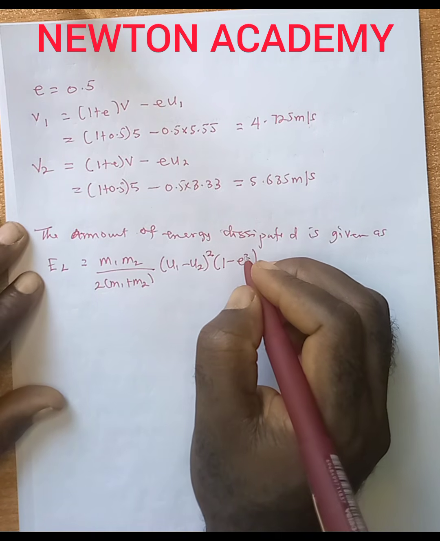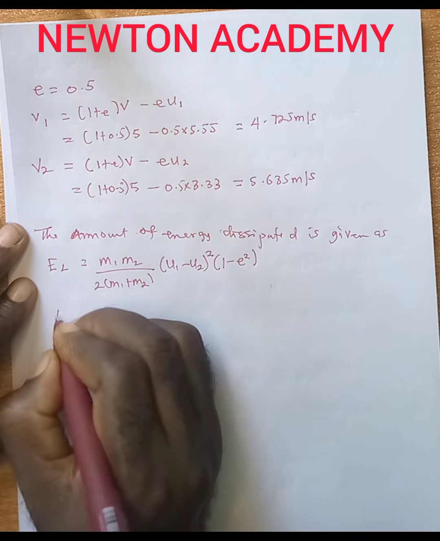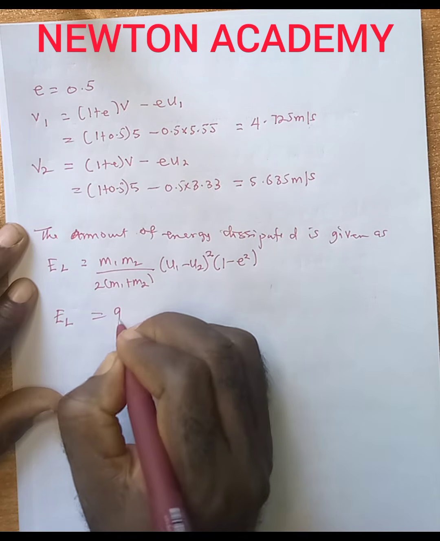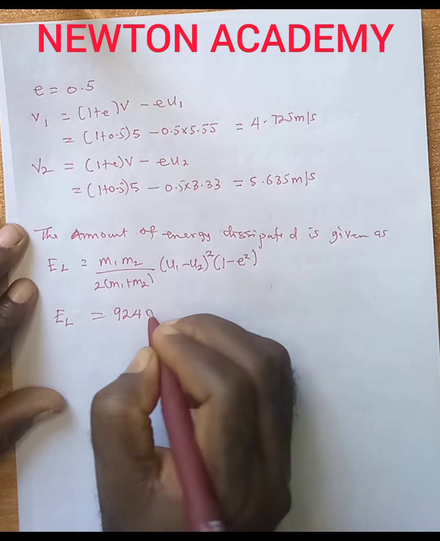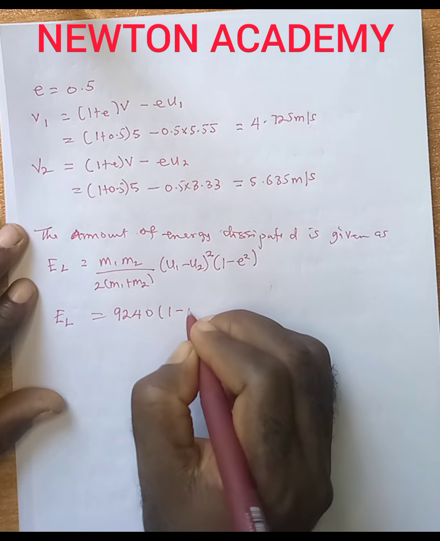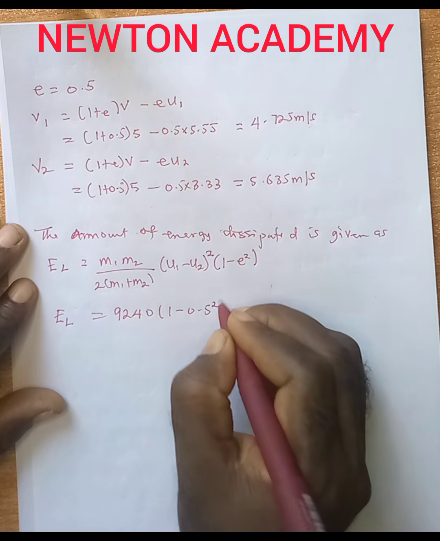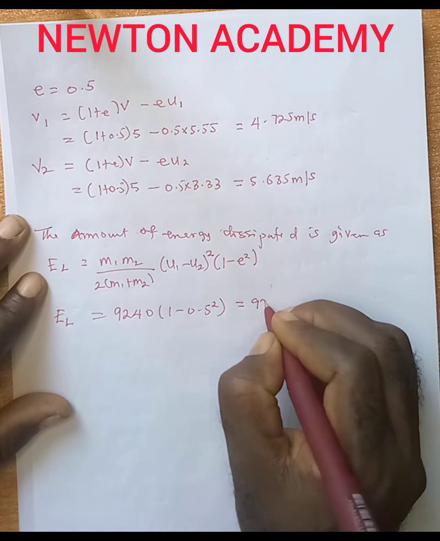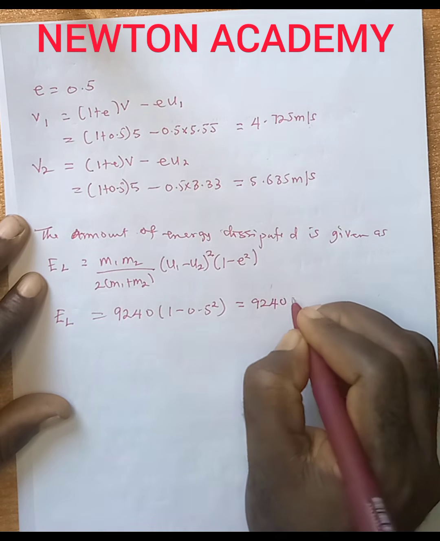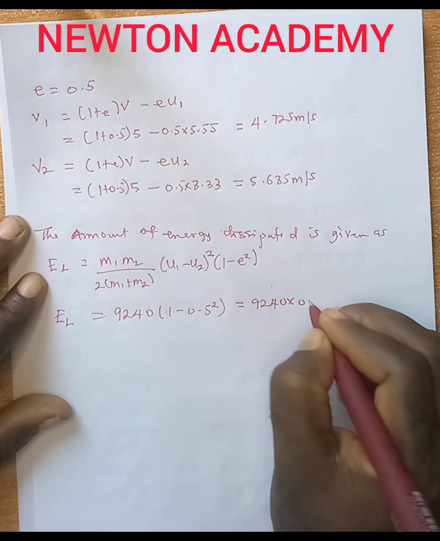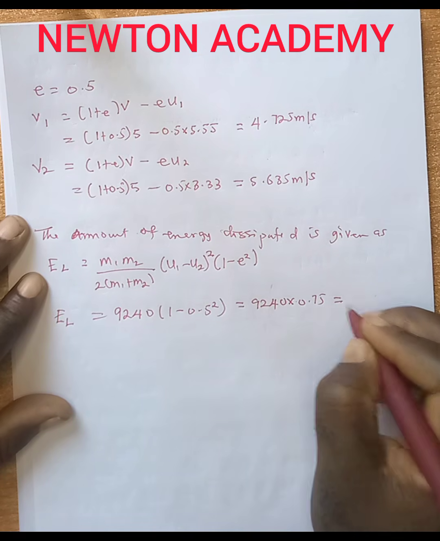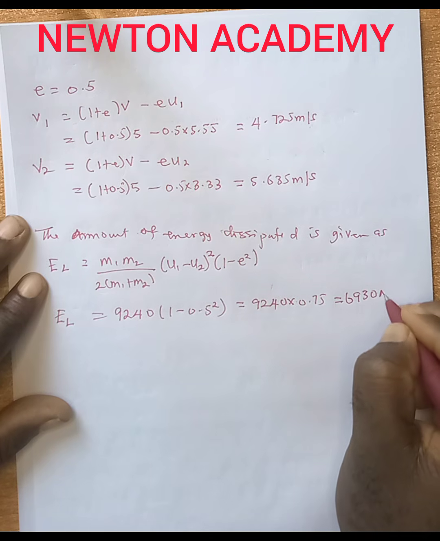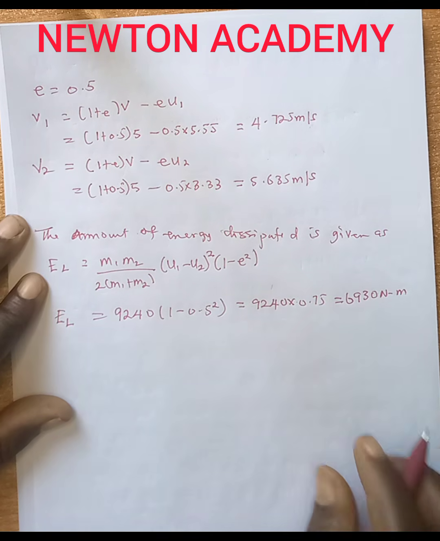And then from here we have EL. The whole of this one we have calculated to be 9240, then multiply by 1 minus 0.5 squared. We evaluate this one to give 9240 multiply 0.75, and this gives 6930 Newton meter.